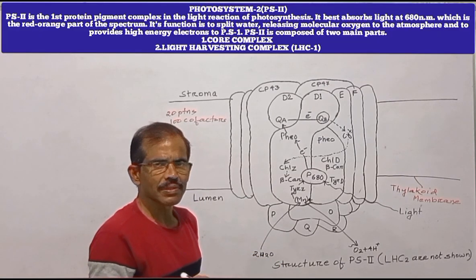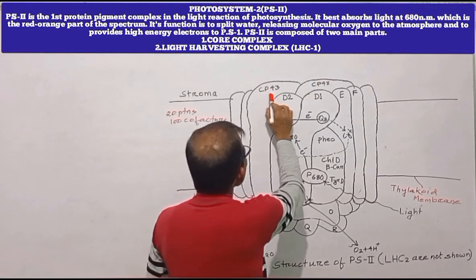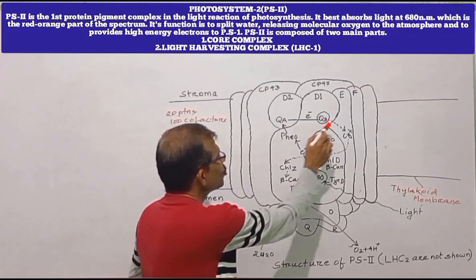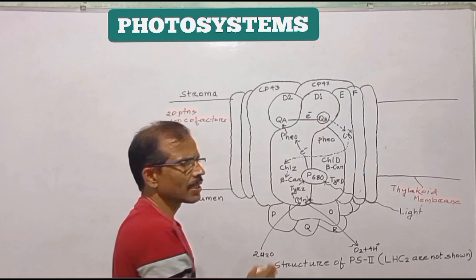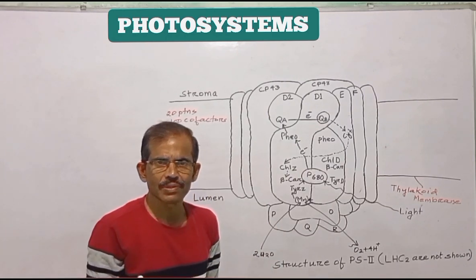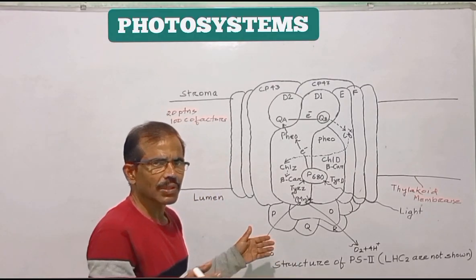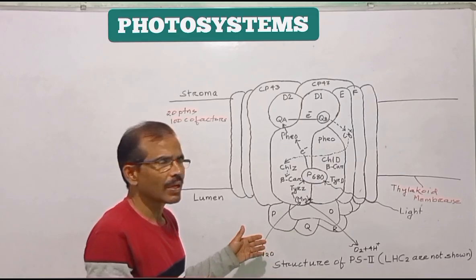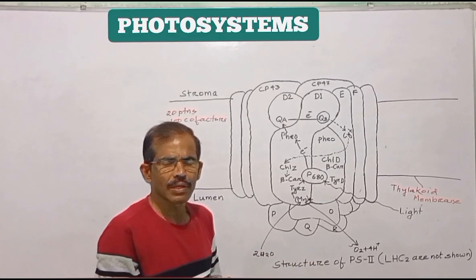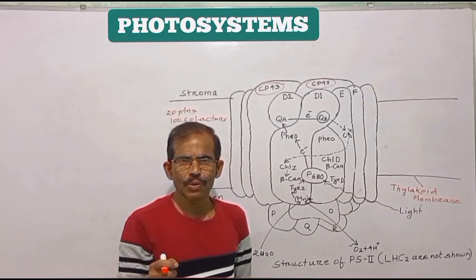The second group of proteins are core antenna proteins that include CP43 and CP47. These two proteins hold photosynthetic pigments, mainly chlorophyll A and carotenoids. This core antenna complex contains 36 to 39 molecules of chlorophyll A and 10 to 12 molecules of beta-carotene per monomer. Chlorophyll B is absent in the core antenna.